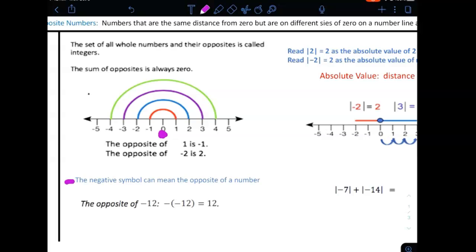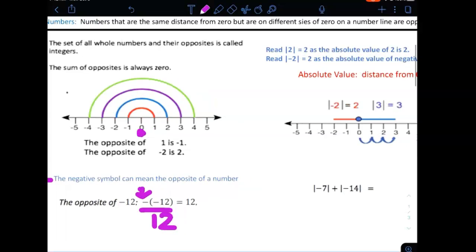So the negative symbol can also mean the opposite of a number. So you're going to see this written on some of your questions. And when we see that, we read it like the opposite. When we see that outside negative sign, we say the opposite of -12. Well, the opposite of -12 would just be +12.